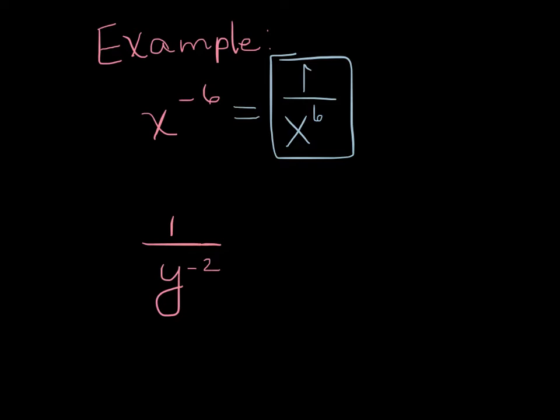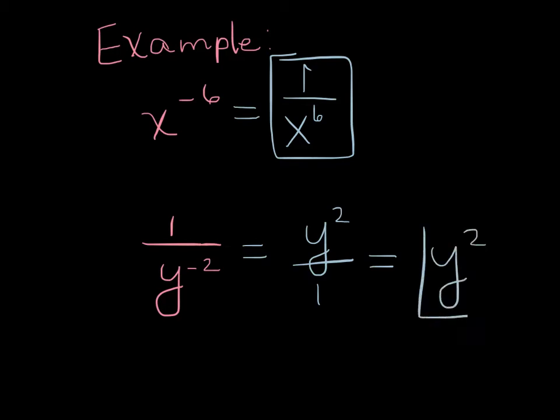Okay, on the second example, I have 1 over y to the negative 2. Y to the negative 2 is in the denominator, so it has to move. When I have a negative exponent, it's got to move. Where does it move to? It's got to move up to the top. So when I move it up to the top, it becomes y to the positive 2. When you move it, the exponent becomes positive, over 1, which is just y to the second. And there's my answer.